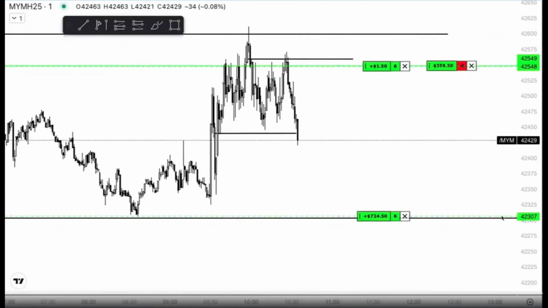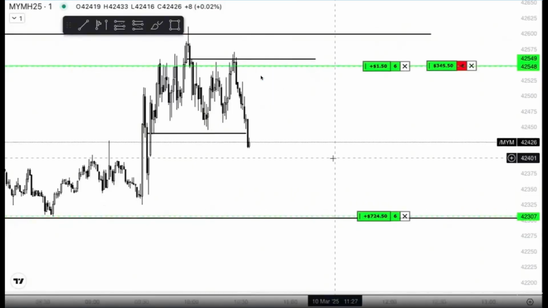However, we still have the sell side liquidity in mind as well. This needs to be swept. This did not sweep the Asia highs. We're keeping that in mind. We don't want to be too risky, right? So price is going down.